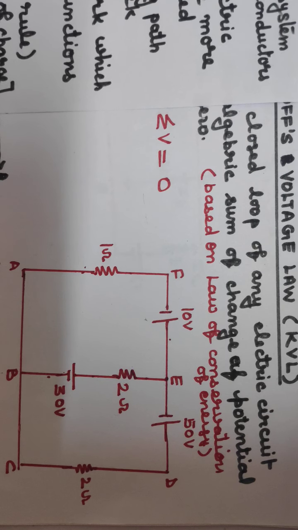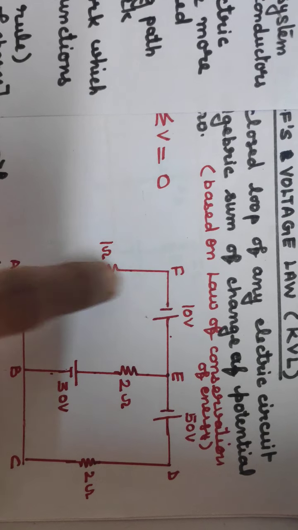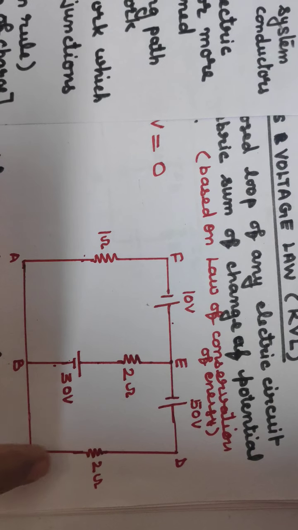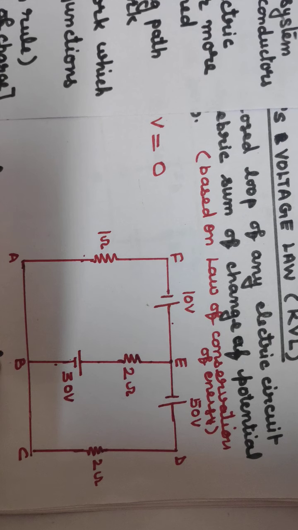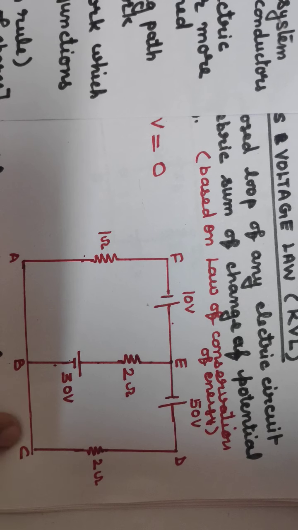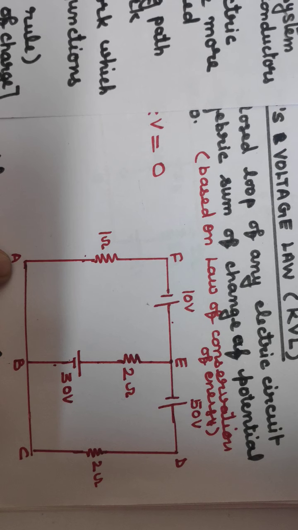You can see in this diagram, this is a closed path A, B, E, F, A. This is a closed path, so this is called a loop. This is another loop, B, C, D, E, B. Now this complete path A, B, C, D, E, F, A is also a loop, and it is also called a mesh.